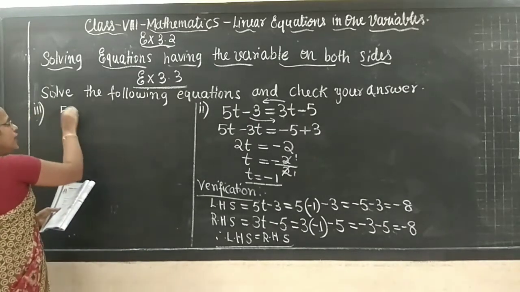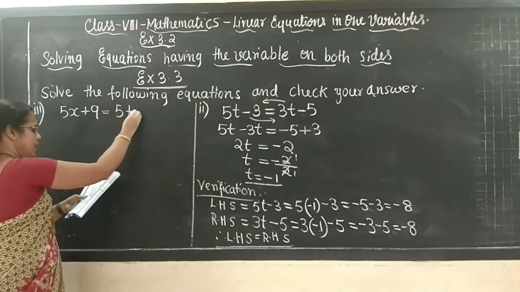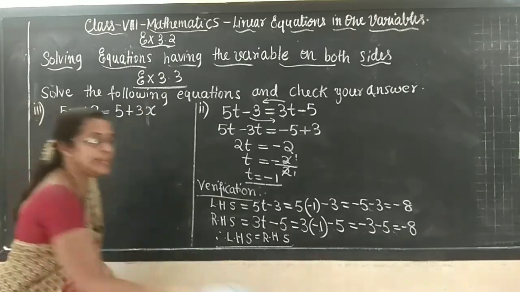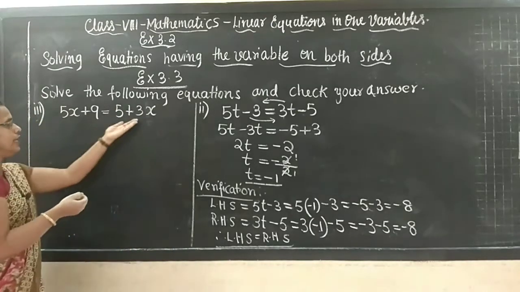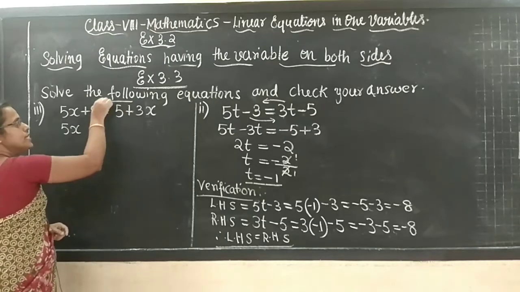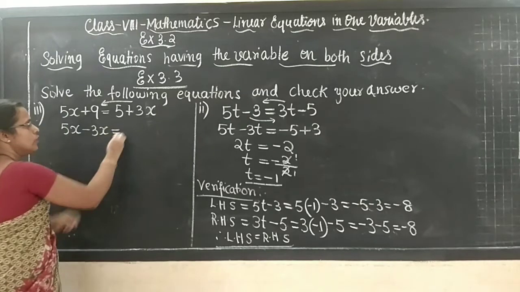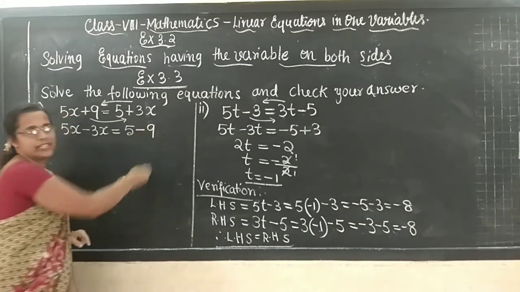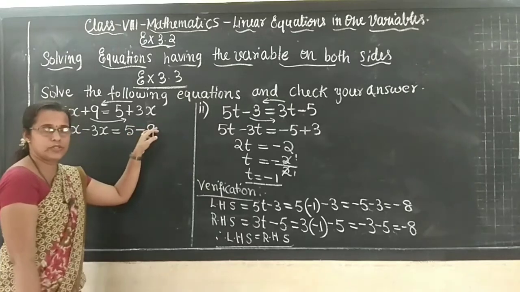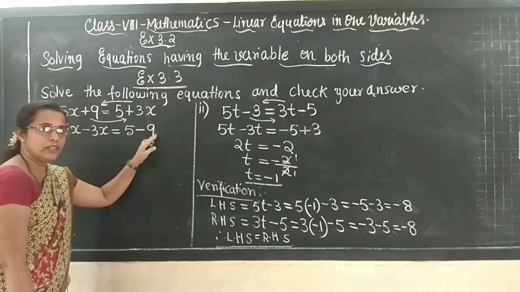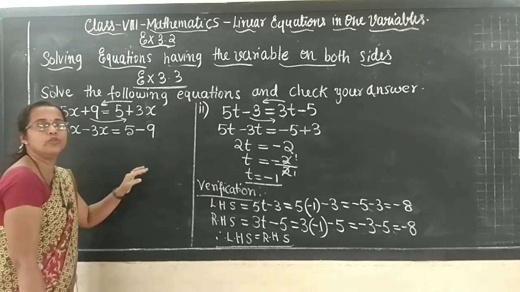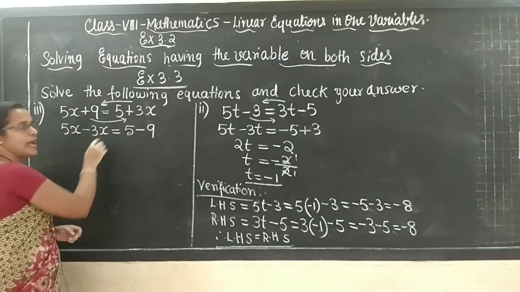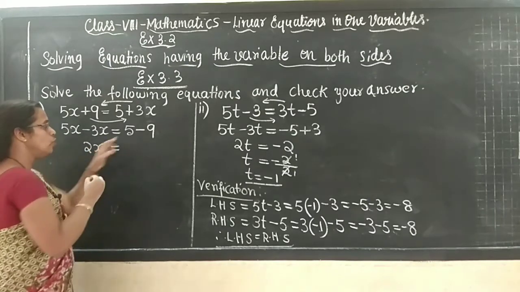Third one, 5x plus 9 is equal to 5 plus 3x. Okay, children. Now, how to solve this? So, bring this to the same side. So, 5x plus 3x coming here, minus 3x, is equal to 5 is already here, plus 9 is going that side. See, with the arrow mark you can change the sign immediately, children. Because you are changing the places. From Bombay it will come to Udupi, or from Dubai it will come here. So citizenship now changes. Like that it is, children. So plus will move that side, minus it will come.